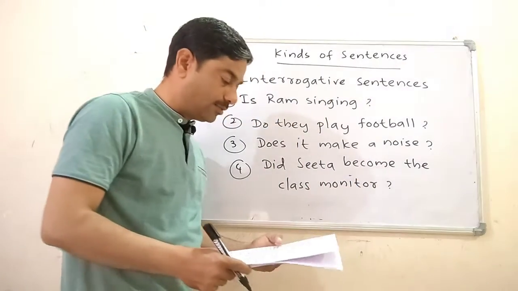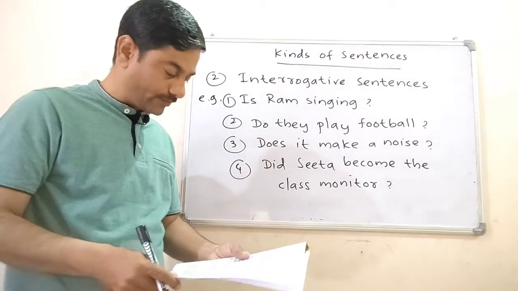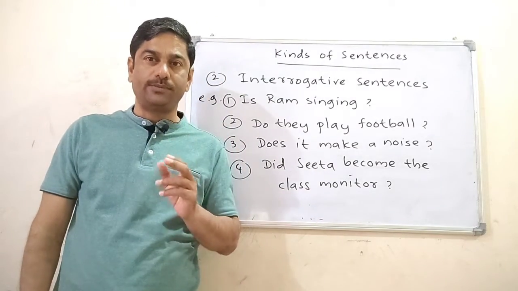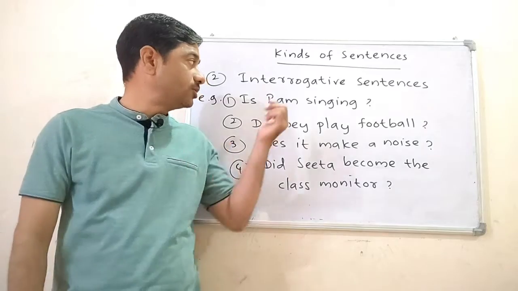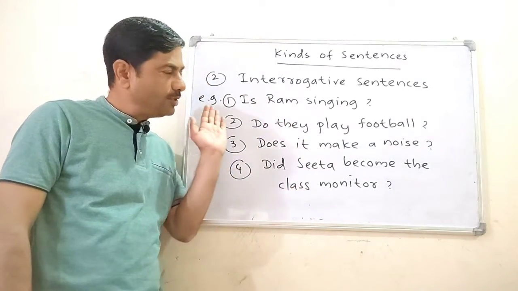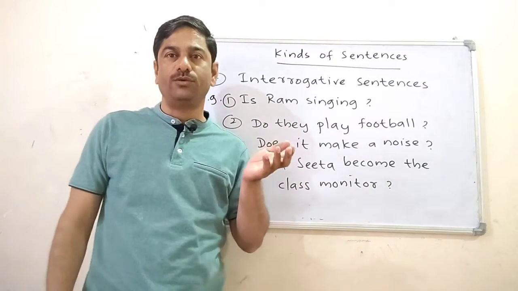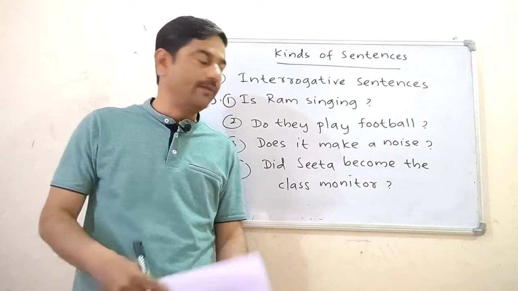So these are some of the examples of interrogative sentences. In interrogative sentences also there are two types: yes no type questions and WH questions. All these are examples of yes no type questions, because when you ask such types of questions, the answer is either yes or no. That's why all these are examples of yes no type questions.